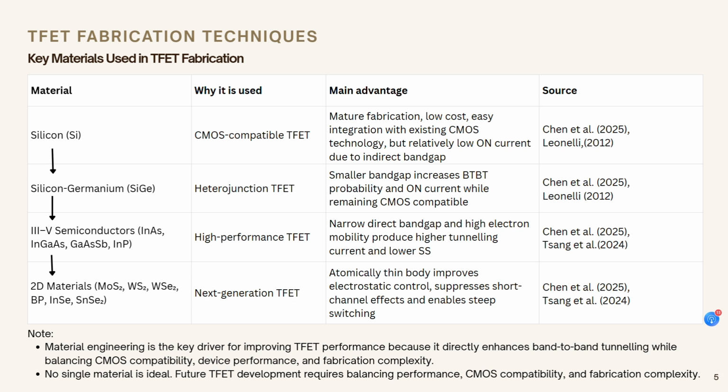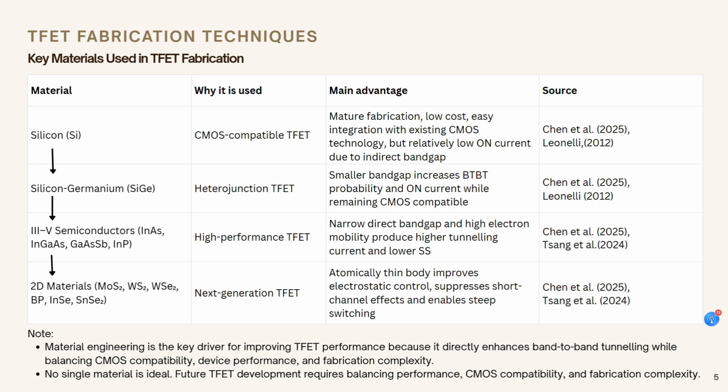More recently, research has shifted towards two-dimensional materials, including molybdenum disulfide, tungsten disulfide, tungsten diselenide, black phosphorus, indium selenide, and tin diselenide. These atomically thin materials offer excellent electrostatic control over the channel, suppress short channel effects, and enable steeper switching characteristics. They are considered one of the most promising material systems for future ultra-low power TFETs.